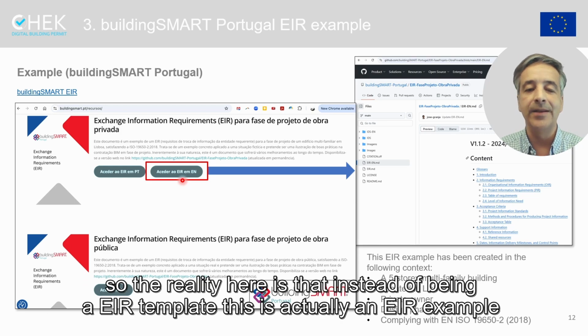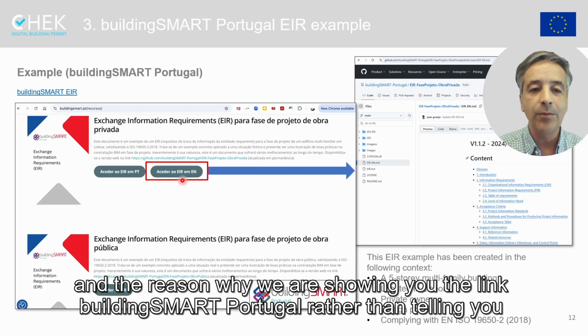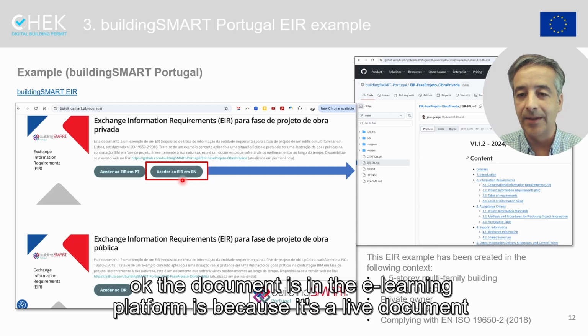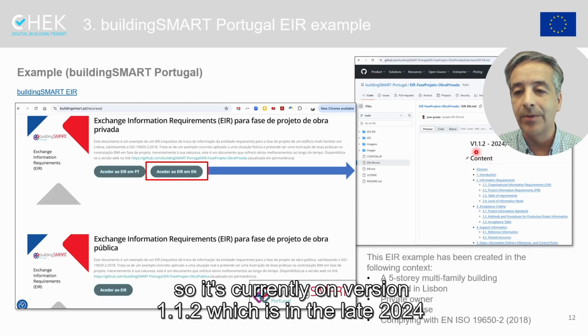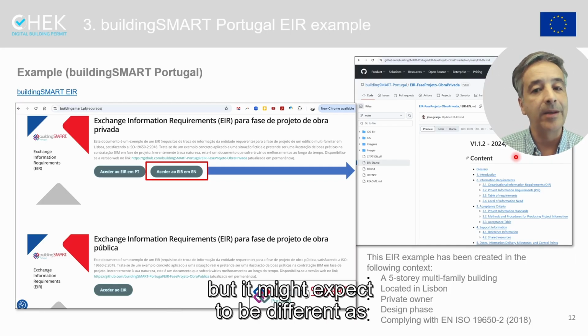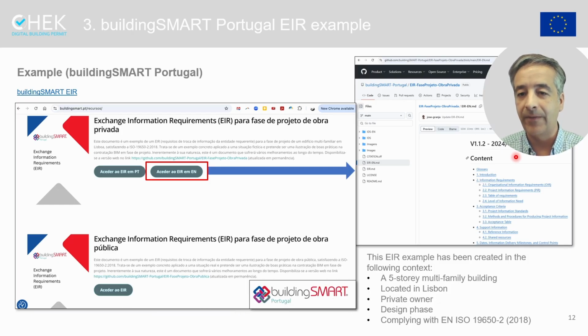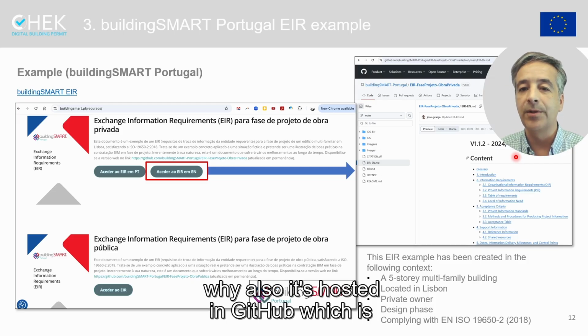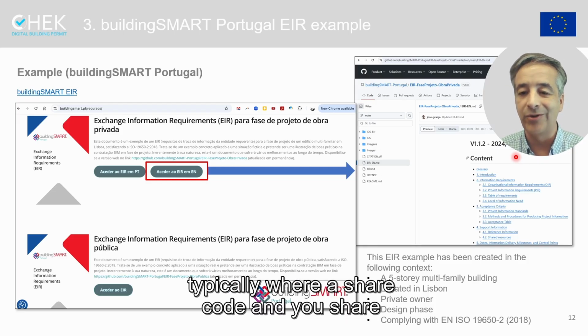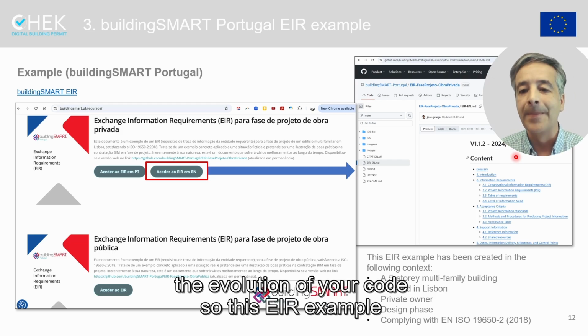So the reality here is that instead of being an EIR template, this is actually an EIR example. And the reason why we are showing you the link to Building Smart Portugal, rather than telling you the document is in the e-learning platform, is that it's a live document. It's currently on version 1.1.2, which is from late 2024, but it might be different by the time you check it, because we are constantly improving the document according to feedback from people that use it. That's also why it's hosted in GitHub, which is typically where you share code and the evolution of your code. So this EIR example was created in this context.